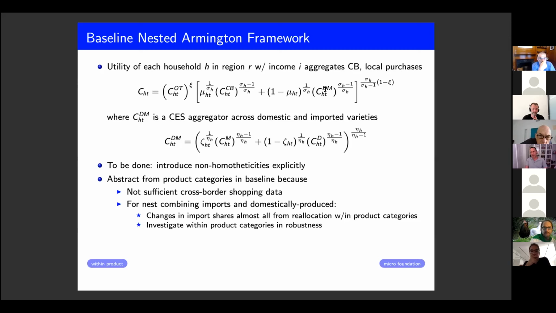I'm going to tell you a bit about one micro foundation of this. Within the domestic and imported aggregate, there is another CES between imported goods, produced abroad and purchased in Switzerland, and domestic goods, produced in Switzerland and consumed in Switzerland. These are different elasticities. A couple of things: we're planning on introducing non-homotheticities explicitly later. We haven't done that yet, so we're going to take this utility function for each income group as given.